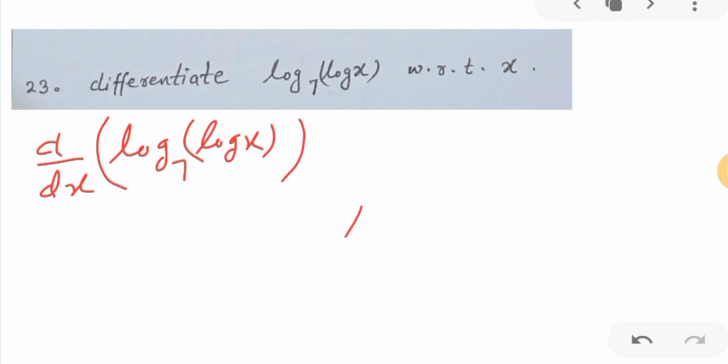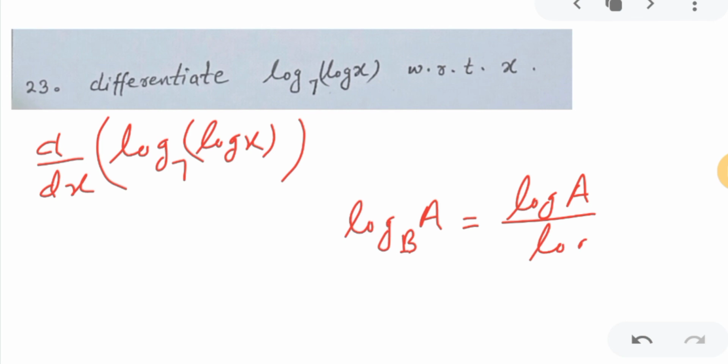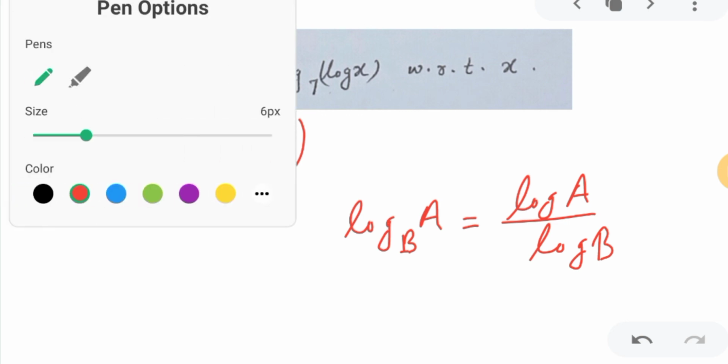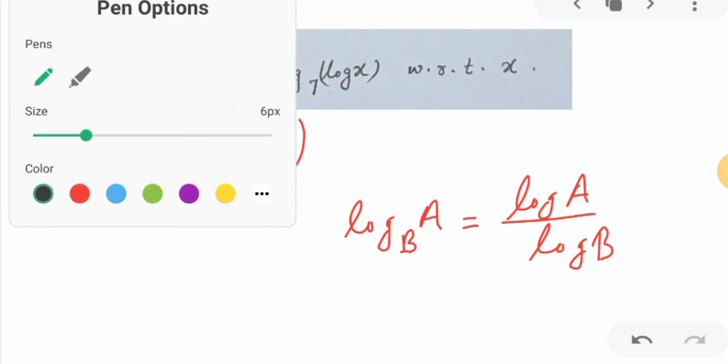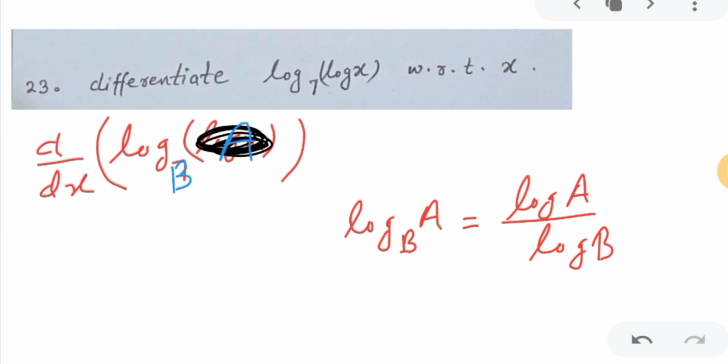What is the meaning of change of base? If log a to the base b is given, then I can write it as log a upon log b. Log a, so a is up, then up, down, then down, correct? This is log a to the base b. Suppose I treat this as a and this 7 as b. So this is the same, log a to the base b, so log a upon log b. So the same thing I will do, correct?